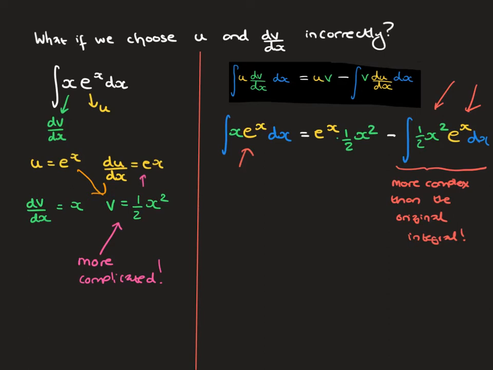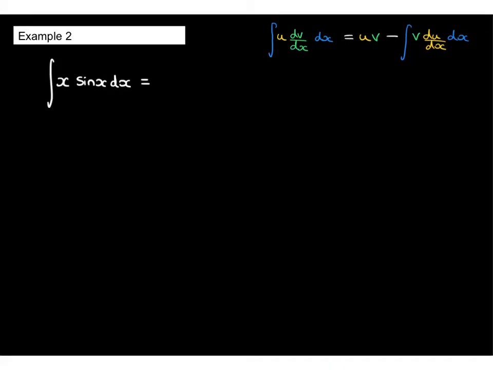So it becomes very apparent very quickly when you have chosen incorrectly. So let's look at our second example here, which we've seen previously. Note the product of x and sine x. Now I'm going to choose u to equal x, which differentiates very quickly to give me 1. And I'm going to choose dv by dx to equal sine x, because of course when we integrate sine x we get negative cos x, so it's not really becoming any more complex, it's staying at its same level of complexity.